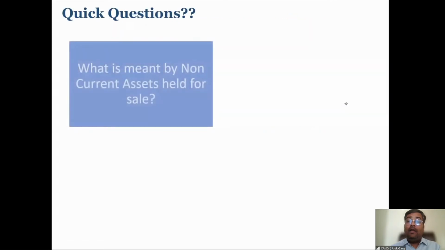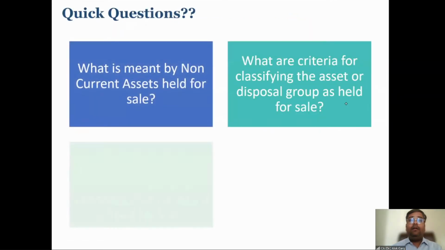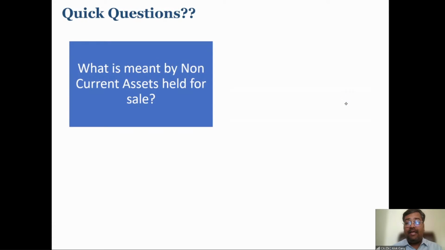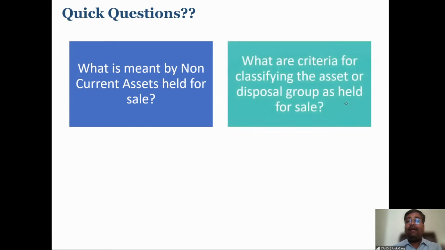Good. Now let's do the quick revision. What is meant by non-current asset held for sale? Non-current assets held for sale are those assets where the primary intent is to recover the future economic benefit through sale, not through continuing use, right? What are the criteria for classifying the asset or disposal group as held for sale? The criteria is ISPC plus HP.